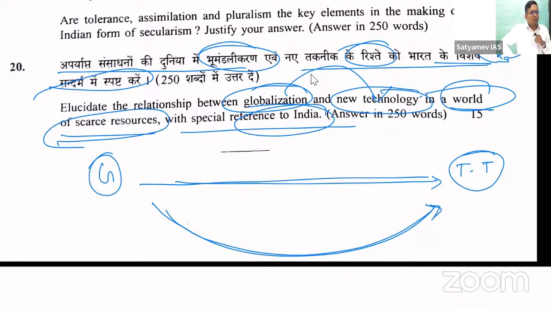How did you find this paper? Was it tough or easy? Tell me, tough or easy? Average. Okay. Look, in the market it will be said that it was tough, it was unconventional. Okay.